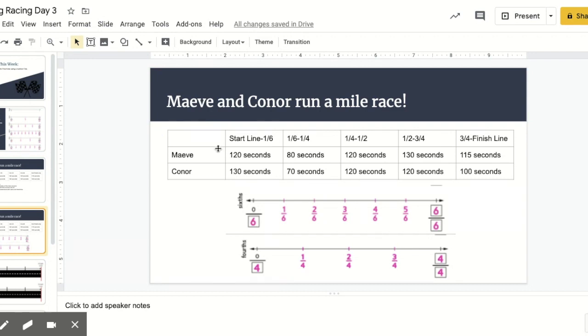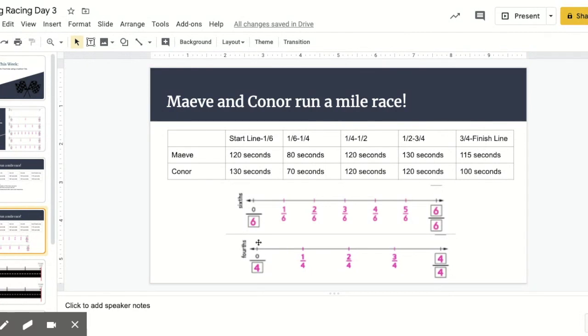So I can see that the sensors are from the start line to 1/6 of a mile, from 1/6 of a mile to 1/4 of a mile, from 1/4 of a mile to a half mile, from a half mile to 3/4 of a mile, and from 3/4 of a mile to the finish line. So I can see that I have 1/4, 1/2, which is equivalent to 2/4, and 3/4, and the finish line.